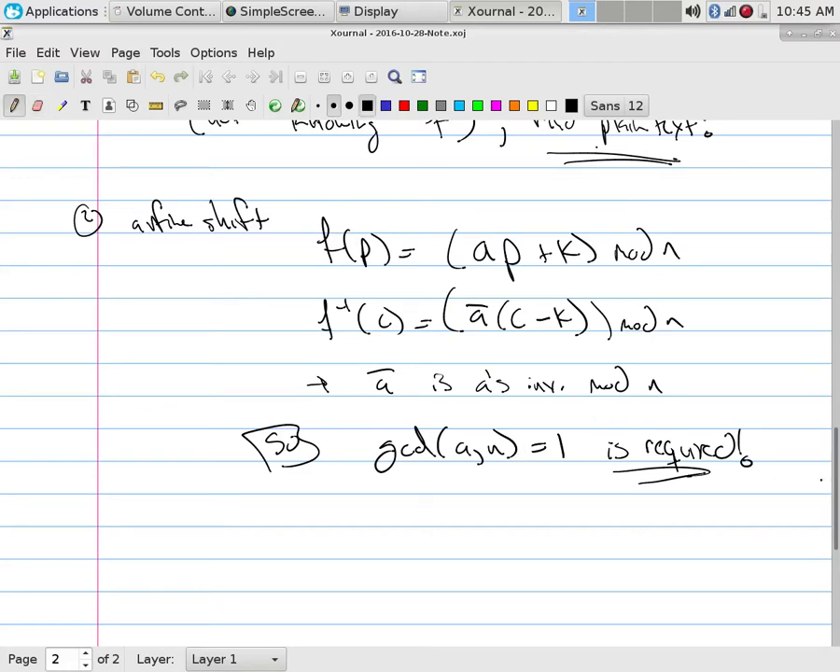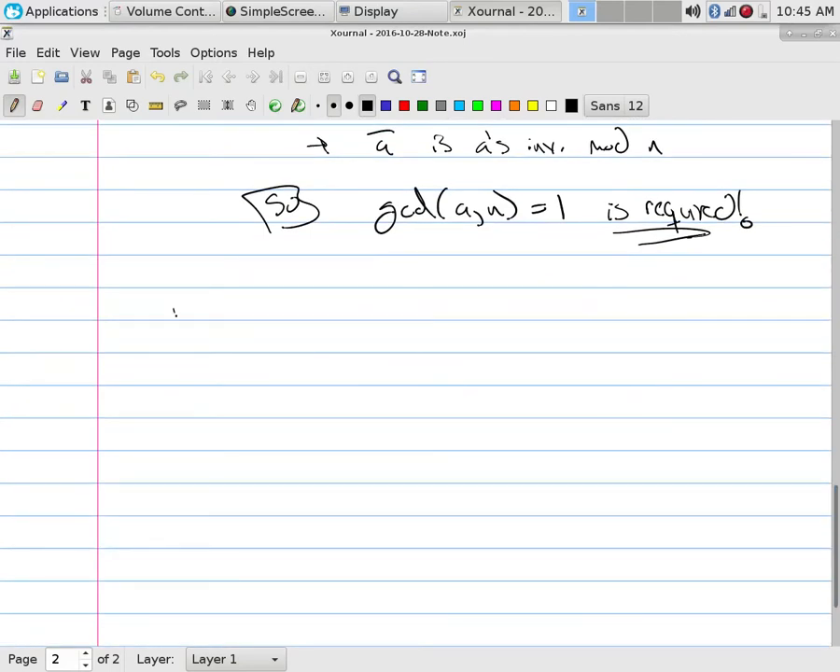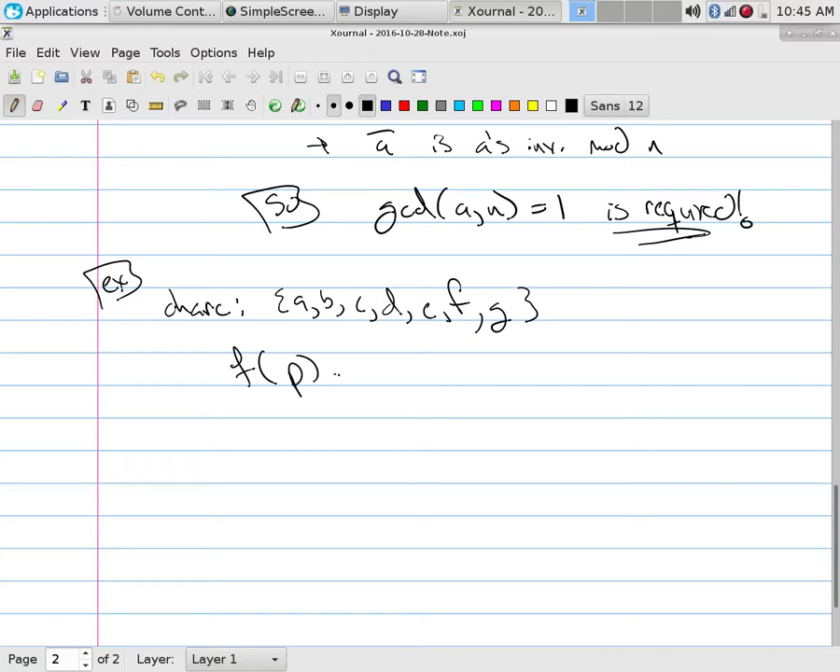Everybody okay with that? So let's go back to our example. My characters were A, B, C, D, E, F, 1, 2, 3, 4, 5, 6, G, right? There's 7 of them. So the number of characters is equal to 7. I need to pick a number that is relatively prime to 7. Give me a number that's relatively prime to 7. 5. Really, anything but a multiple of 7, since that's a prime. So I'm going to go ahead and pick 5.